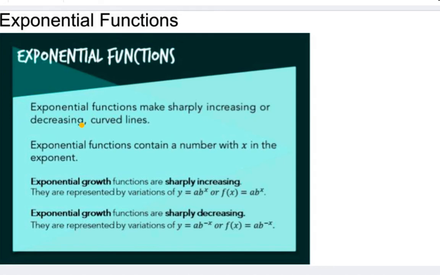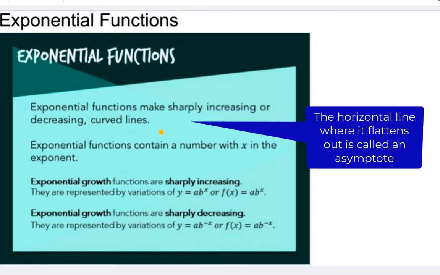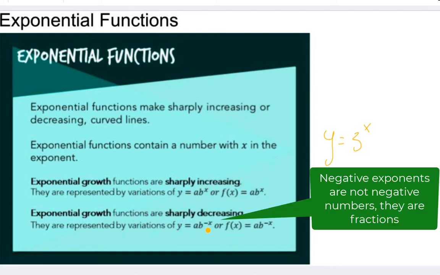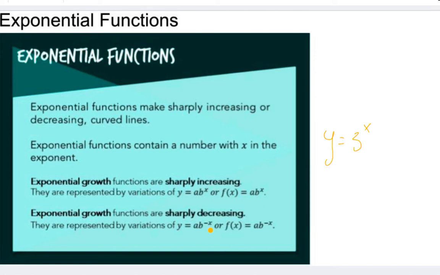Exponential functions have a really sharp increase or decrease, and then a flattening out. So the exponential equation will have a number with x in the exponent. For example, y equals 3 raised to the x is an exponential graph. So either y equals a times b raised to the x, or a times b raised to the negative x. The negative exponent does not make it a negative number. Negative exponents are fractions, so this just makes it go down. So if x is positive, it's going to increase. If x is negative, it's going to decrease.